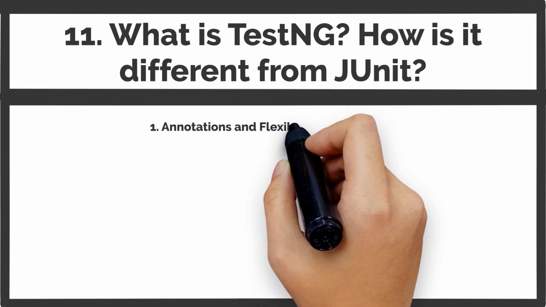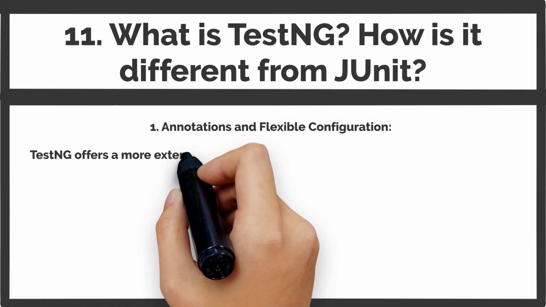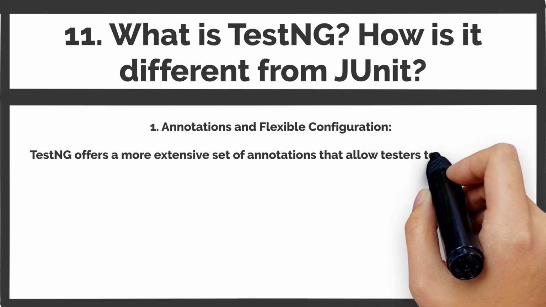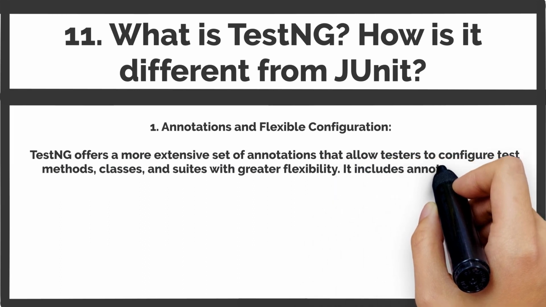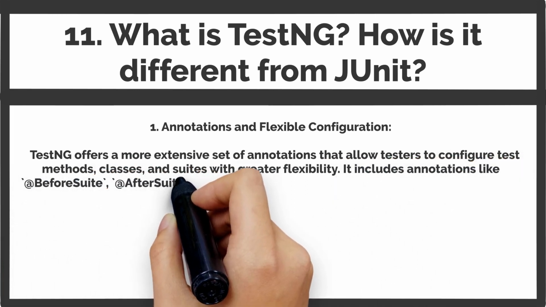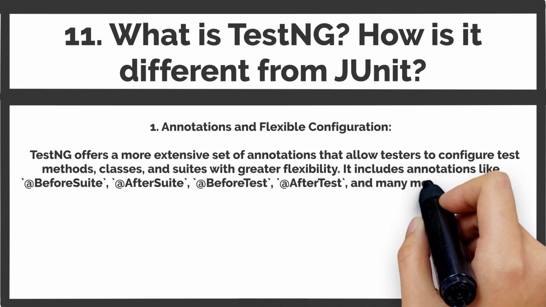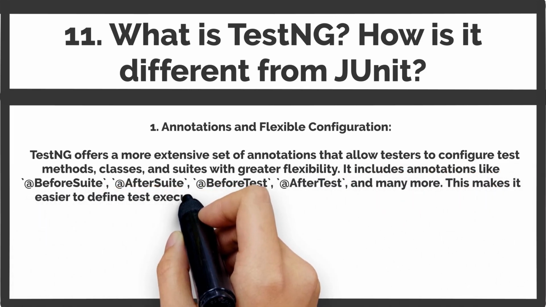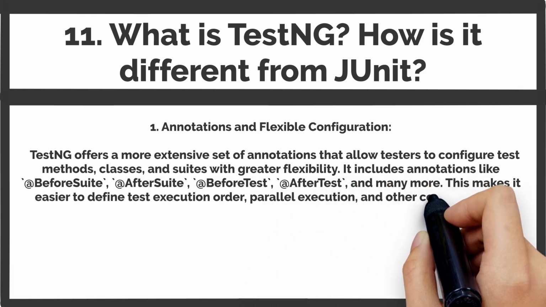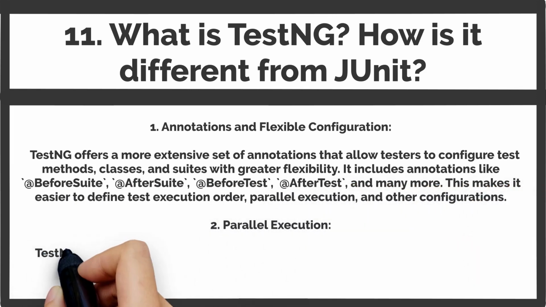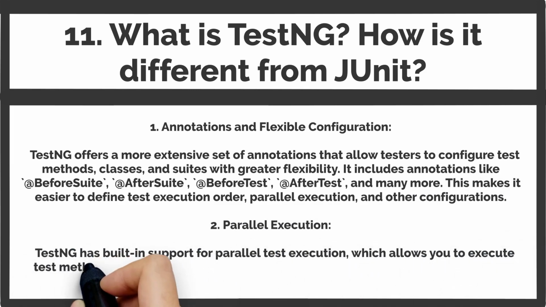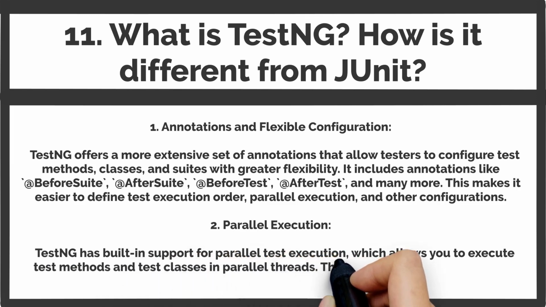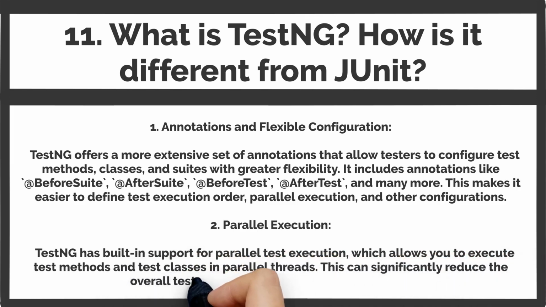1. Annotations and flexible configuration. TestNG offers a more extensive set of annotations that allow testers to configure test methods, classes, and suites with greater flexibility. It includes annotations like @BeforeSuite, @AfterSuite, @BeforeTest, @AfterTest, and many more. 2. Parallel execution. TestNG has built-in support for parallel test execution, which allows you to execute test methods and test classes in parallel threads. This can significantly reduce the overall test execution time, improving efficiency.